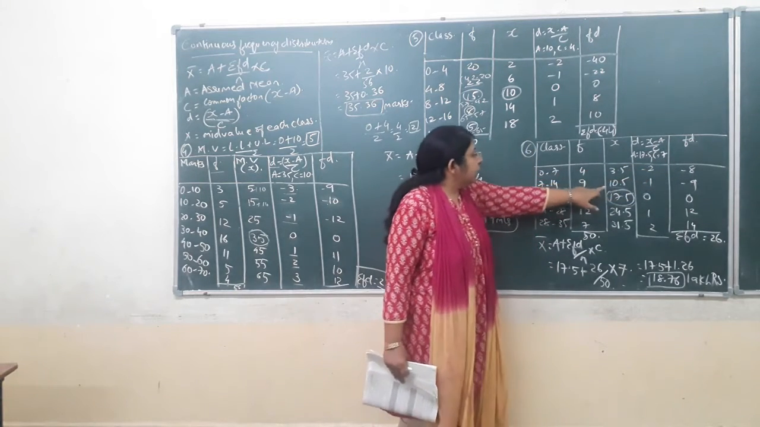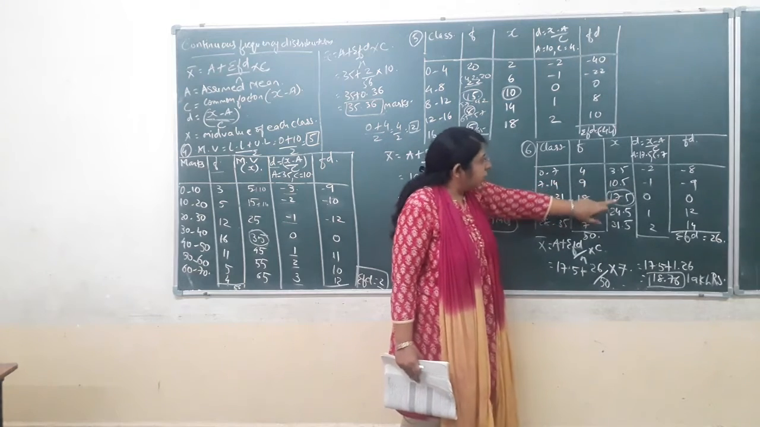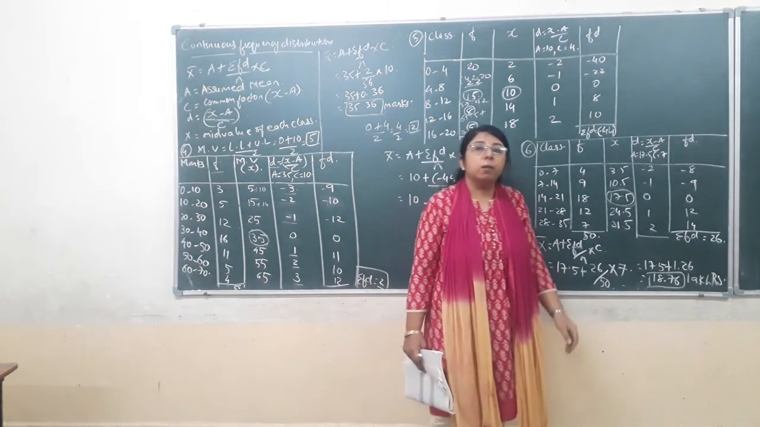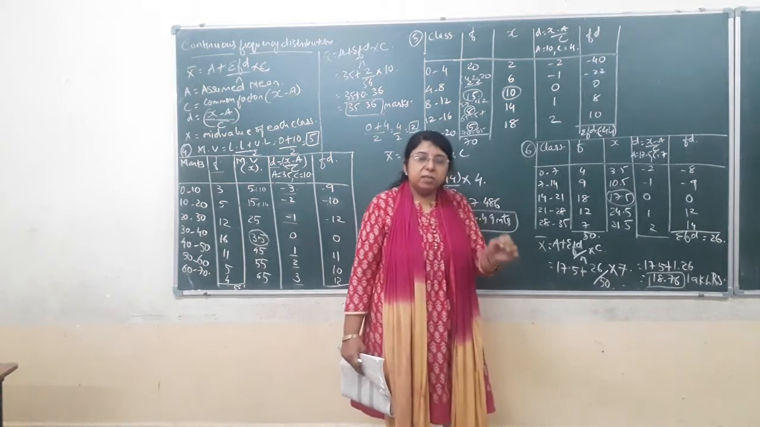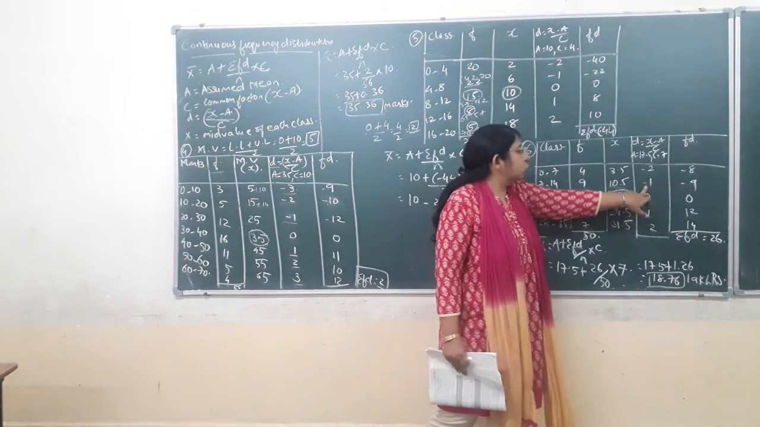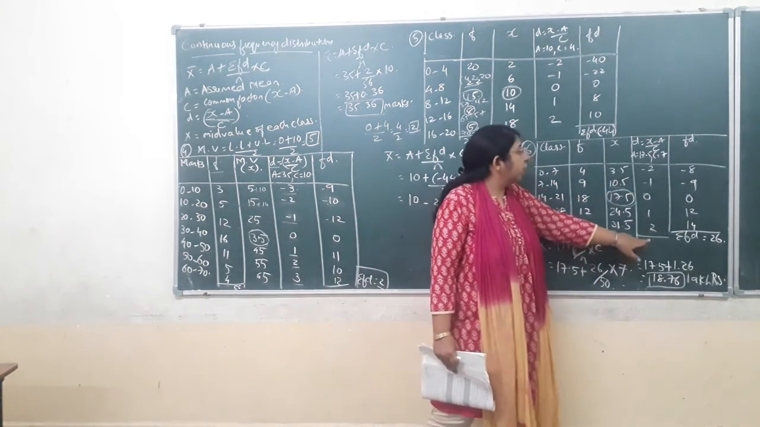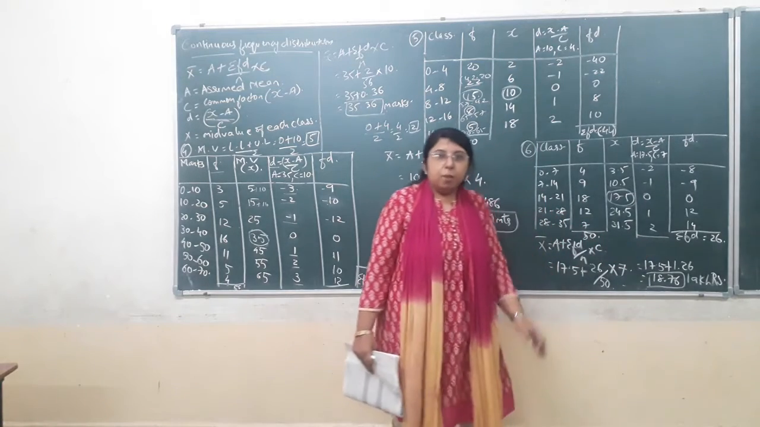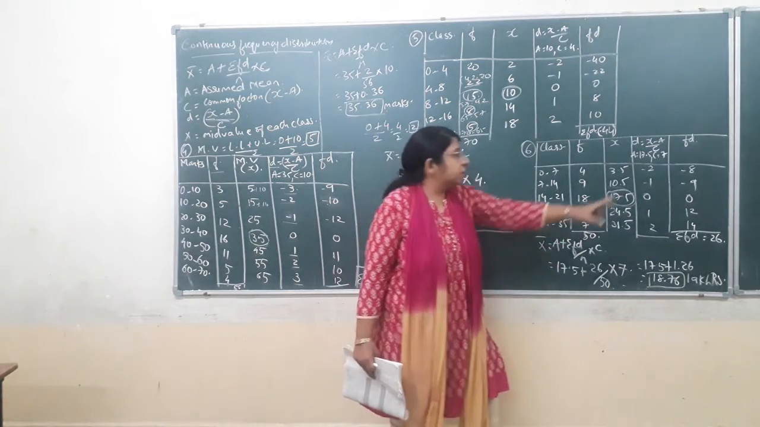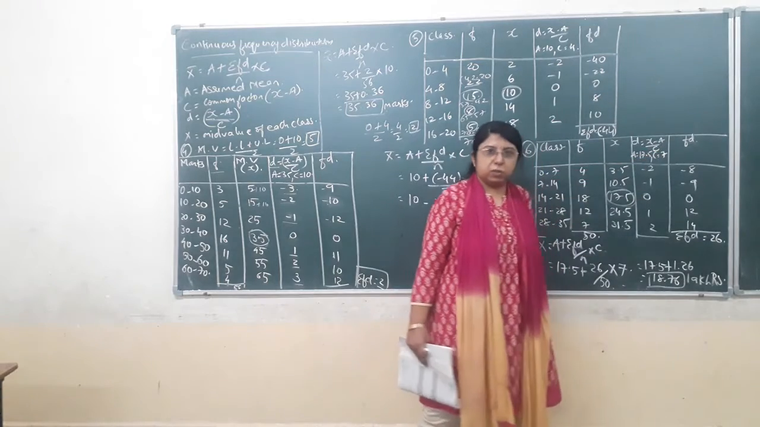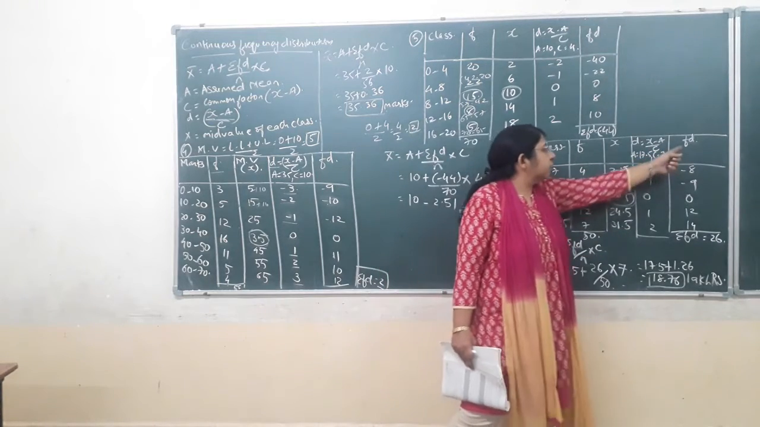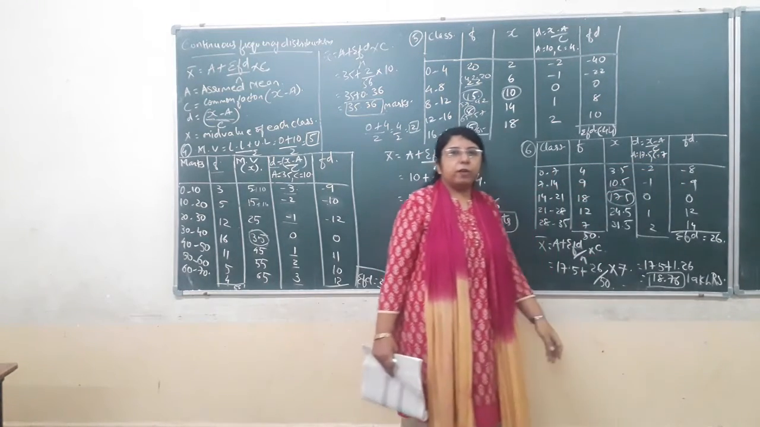Okay. Next one, that is 10.5. So 10.5 minus 17.5 would come to minus 7. Minus 7 divided by 7 would come to minus 1. And so on, you have to find all the values of d by applying the formula, that is x minus a upon c. Okay. Next, the last column, that is fd, the multiplication of f and d.